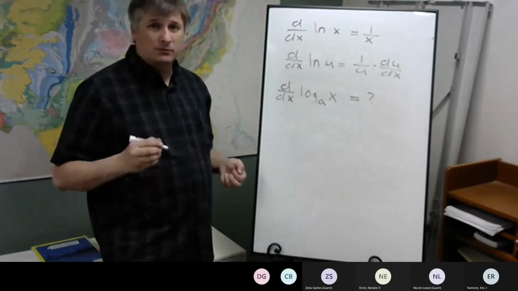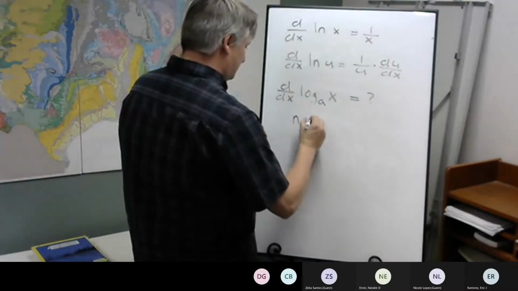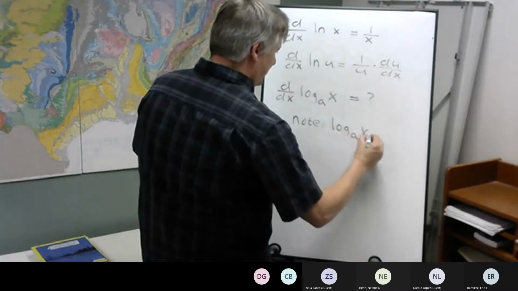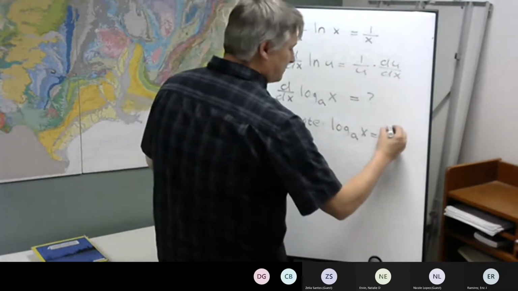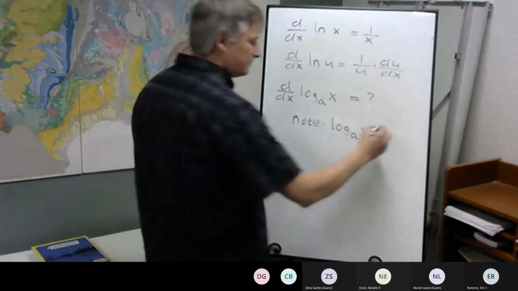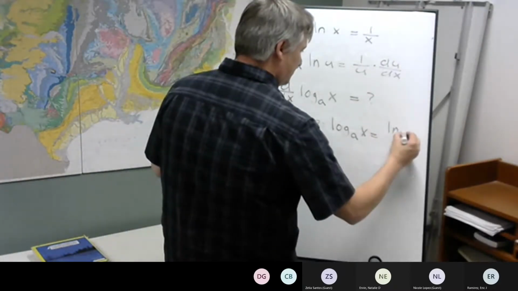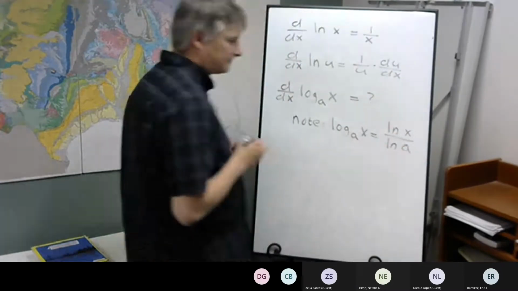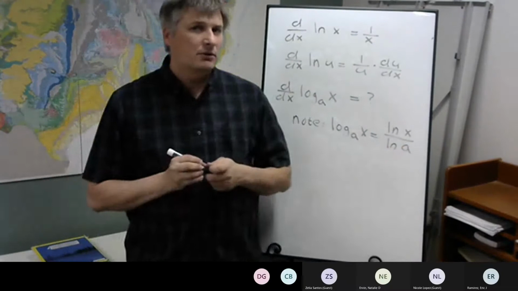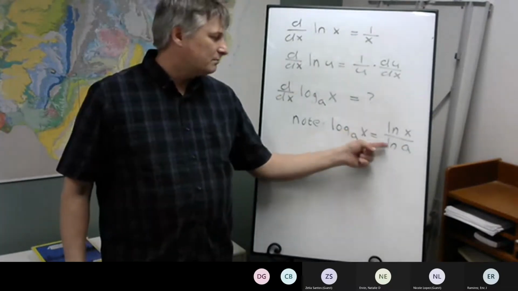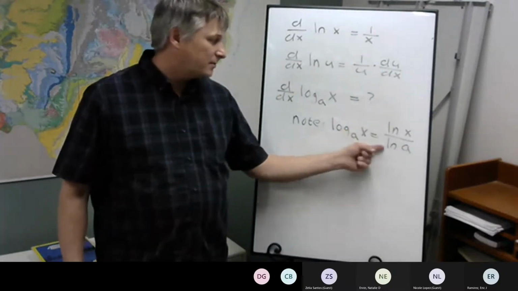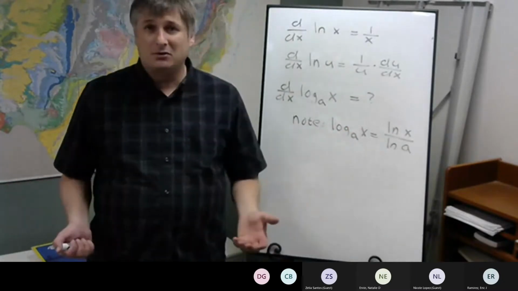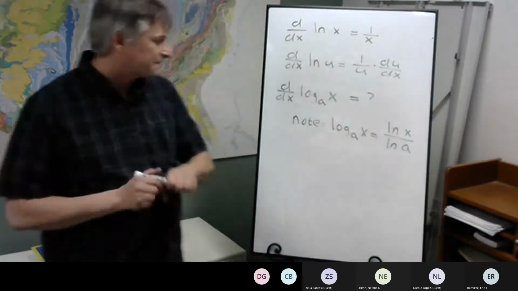Well, what we can do is use a rule for logarithms that says this. The log base a of x, you can rewrite it as logarithm base e of x over logarithm base e of a. Now, we don't have to use natural log. We could have used log base 10, or log base 3, but we already know how to work with natural log, at least when it comes to taking derivatives. So we'll go with natural log.